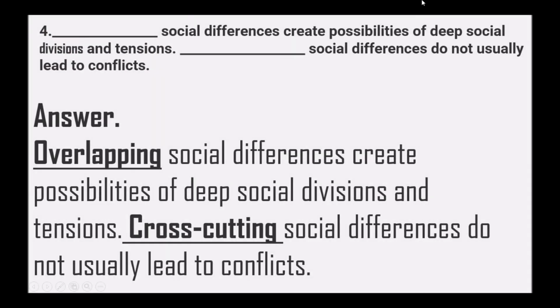Next, dash social differences create possibilities of deep social divisions and tension. Dash social differences do not usually lead to conflict. So overlapping social differences create possibilities of deep social divisions and tensions, and cross-cutting social divisions do not usually lead to conflict.